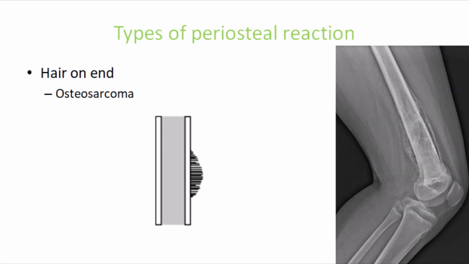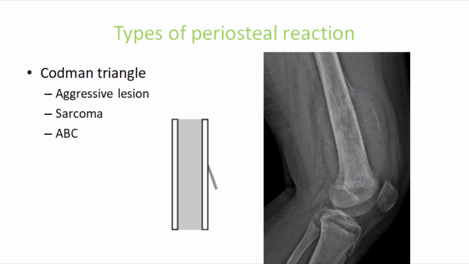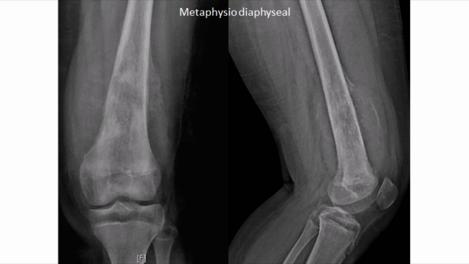sunburst appearance in case of osteosarcoma. Another type of periosteal reaction can be Codman triangle, which occurs due to acute elevation of the periosteum, which is a hallmark of an aggressive lesion, mostly seen in malignancy like osteosarcoma, but it can also be seen in aggressive benign bone tumors such as aneurysmal bone cyst.